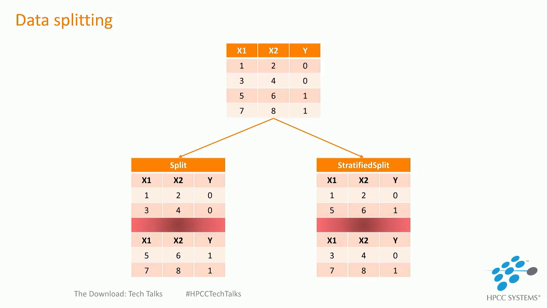Stratified split allows you to maintain the proportions of a feature if you want to. For example, in the slide you say you have the label Y, which has 50% 0 and 50% for 1 as well. If you want to maintain that while splitting, you can use the stratified split function.